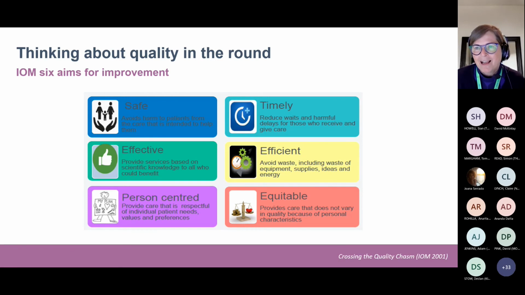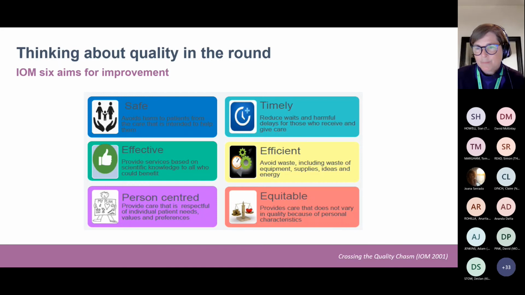At the start of any improvement work that I ever do, I go back time and time again to thinking about, before I start to think about improvement, what does quality mean for us in healthcare? Although this is old, it comes from the Institute of Medicine from the States, I find it really helpful to think about the six domains of quality in healthcare. So is what we're offering safe? Is it effective? Is it person-centered? Is it timely? Is it efficient?